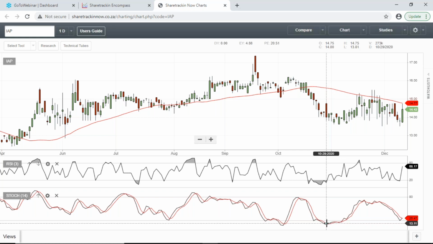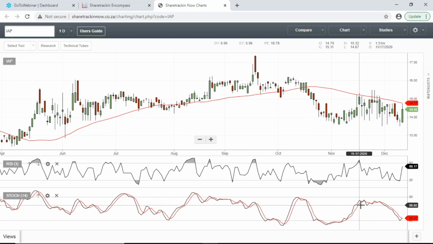For example, if I look there, my RSI came in the first time and showed me I can buy. But if I look at my stochastic, it didn't quite yet give me a buying signal. My stochastic showed me the share is still busy dropping. Up until there, where my stochastic crossed, and from there on the share went upwards.